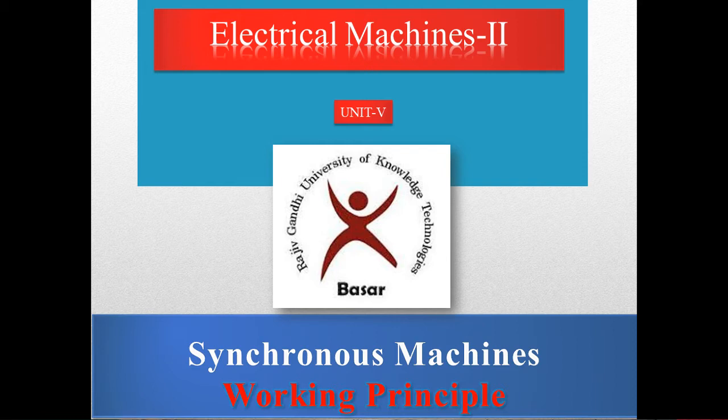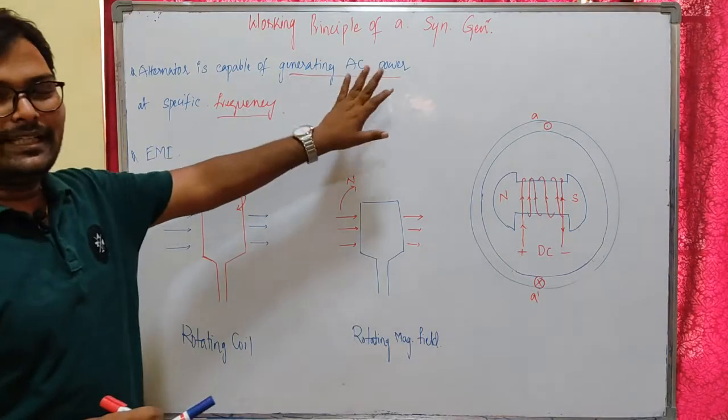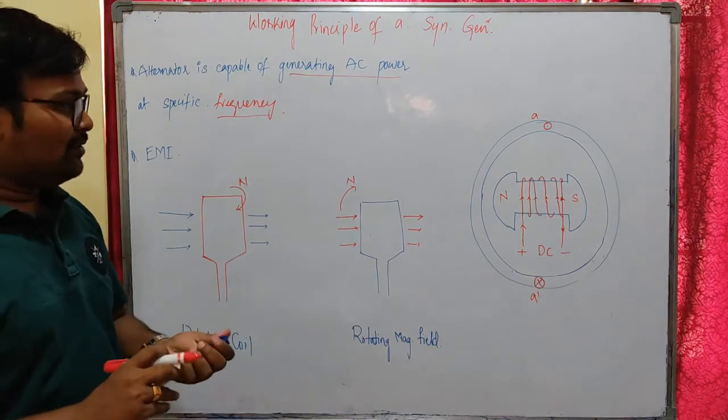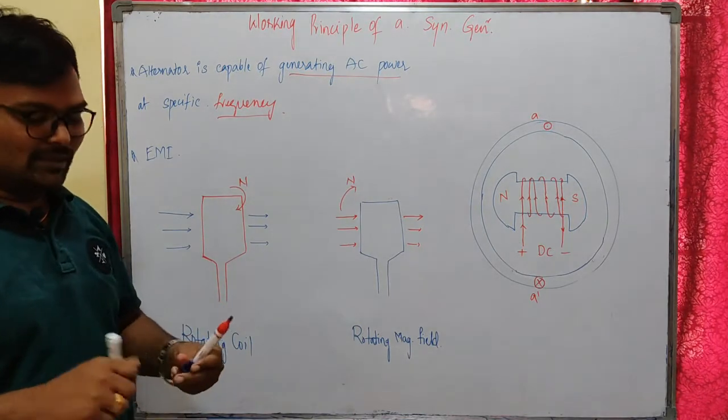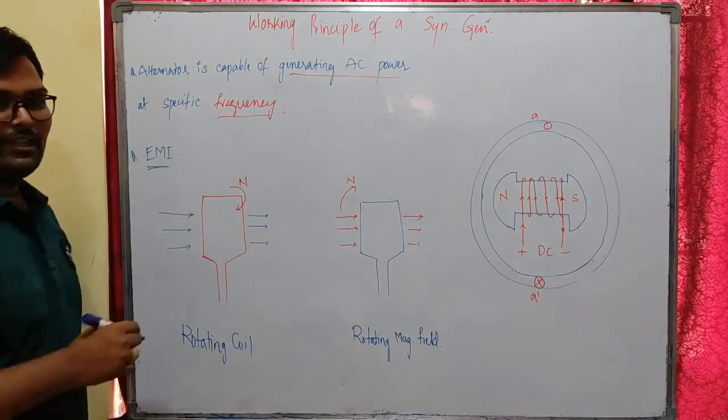So hello students, today we are going to see the working principle of the so-called synchronous generator. We know that a synchronous generator can also be called an alternator, and it is capable of generating AC power with a specific frequency. The operating principle is similar to the DC machine, the DC generator. That is Faraday's electromagnetic induction.